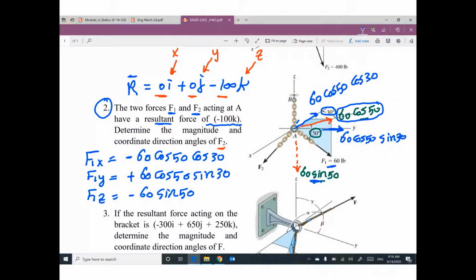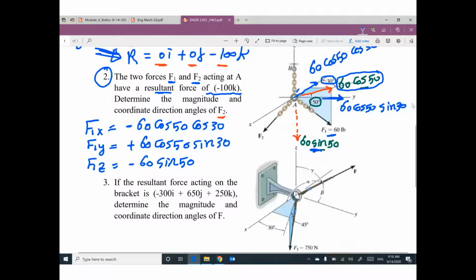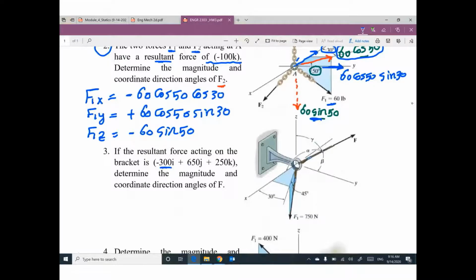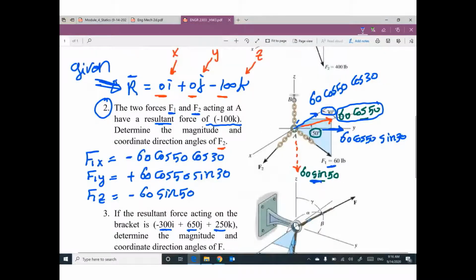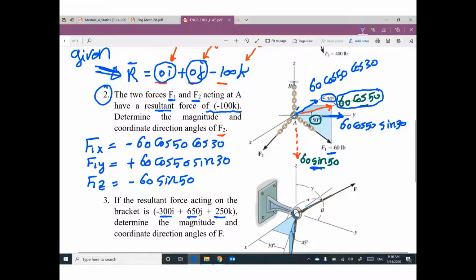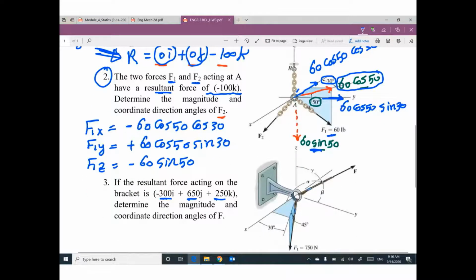Any questions so far for the resultant force is given? Probably in the third problem, resultant force is clear, negative 300, positive 650, positive 250. This is the resultant force. Resultant force as a vector means the three components, the x component, y component, and z component. I started to break each force to three components. I started with F1. Any questions so far?